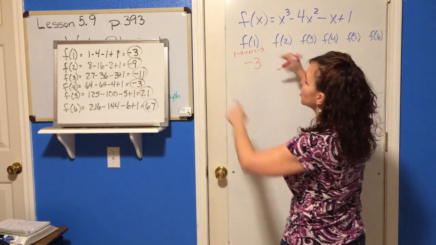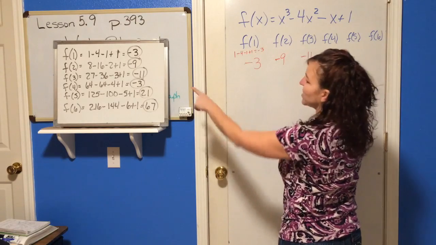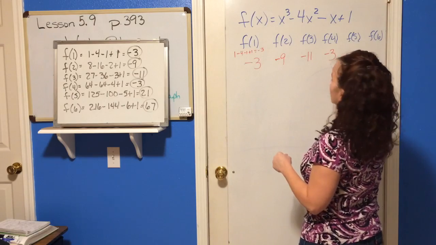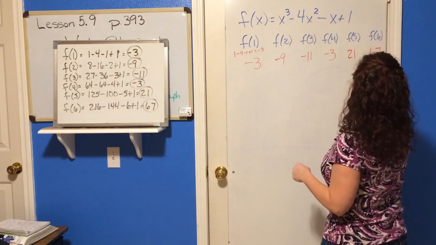Okay, so if you put in 2, you should have gotten out -9. If you put in 3, you should have gotten -11. 4 would have come back to -3. 5 would have been 21. 6 would have been 67.